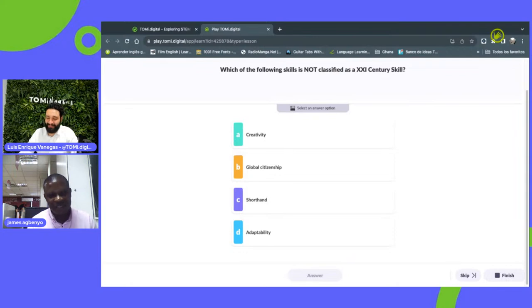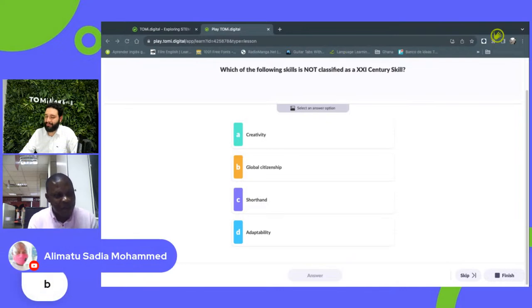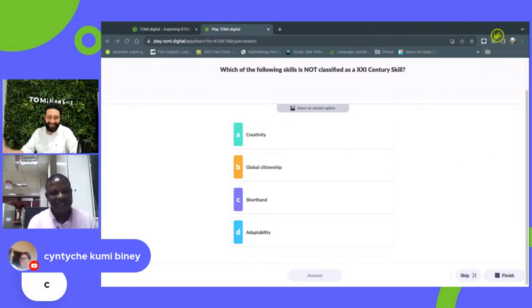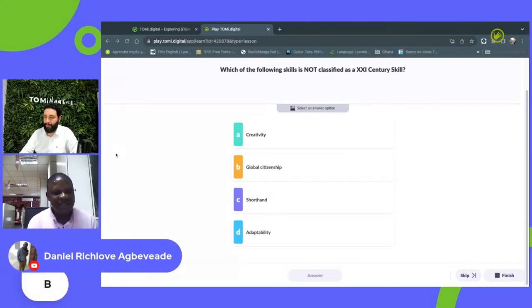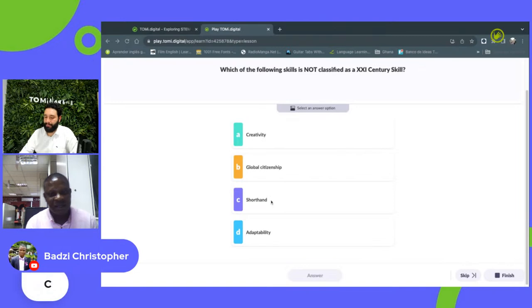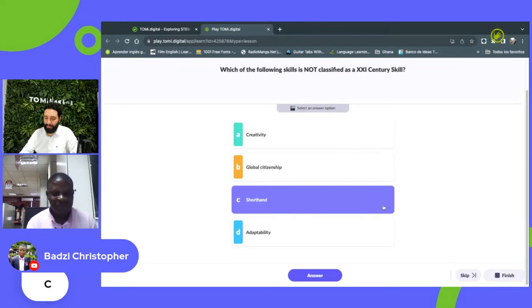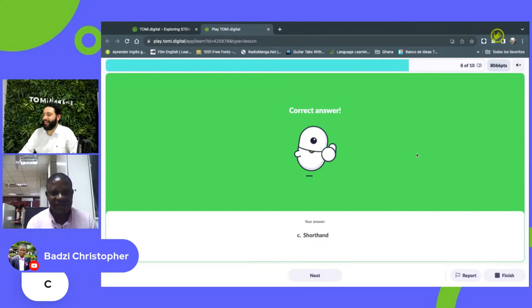Looking at creativity, global citizenship, and adaptability. For example, we are collaborating right now. You are from Colombia, I am in Ghana. That is global citizenship. We are in the one world. And we're definitely learning. You must also be adaptable. You must be creative. These are the skills that we're encouraging within the 21st century. There you go. I think you're right. I'm going to go for C. Some people are saying C or B in the audience. Let's see. Yes. C, shorthand, is the incorrect answer, which made it the correct answer.